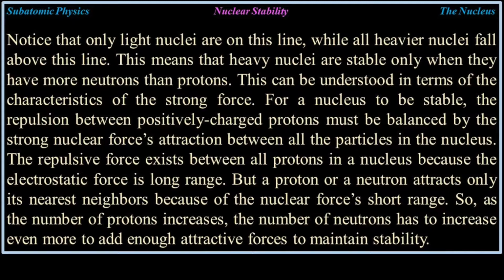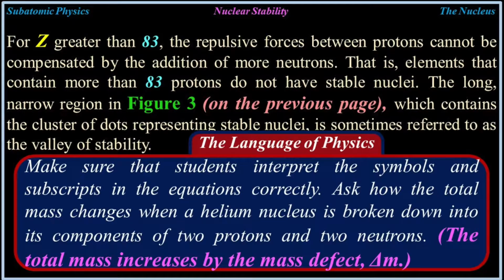So as the number of protons increases, the number of neutrons has to increase even more to add enough attractive forces to maintain stability. For Z greater than 83, the repulsive force between protons cannot be compensated by the addition of more neutrons. That is, elements that contain more than 83 protons do not have stable nuclei. The long, narrow region in figure 3, which contains the cluster of dots representing the nuclei, is sometimes referred to as the valley of stability.